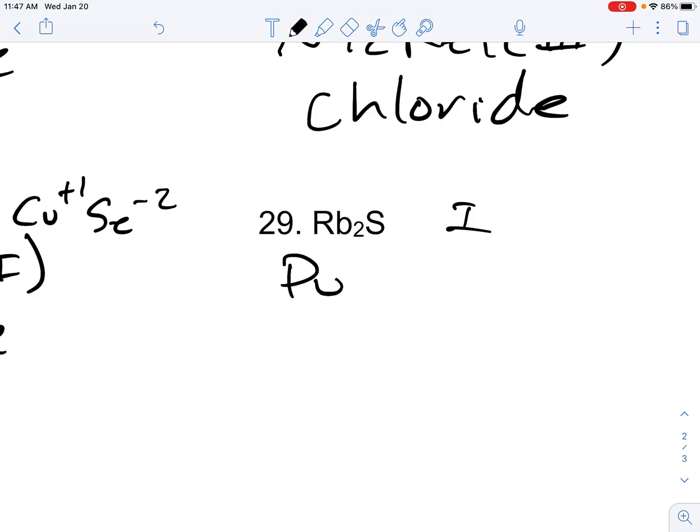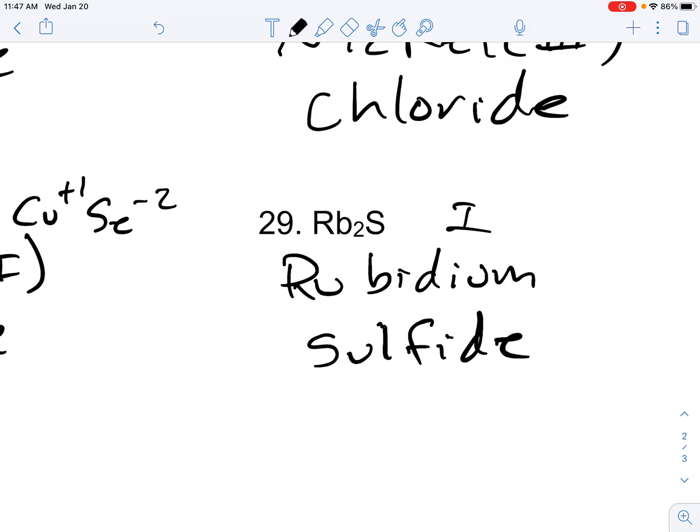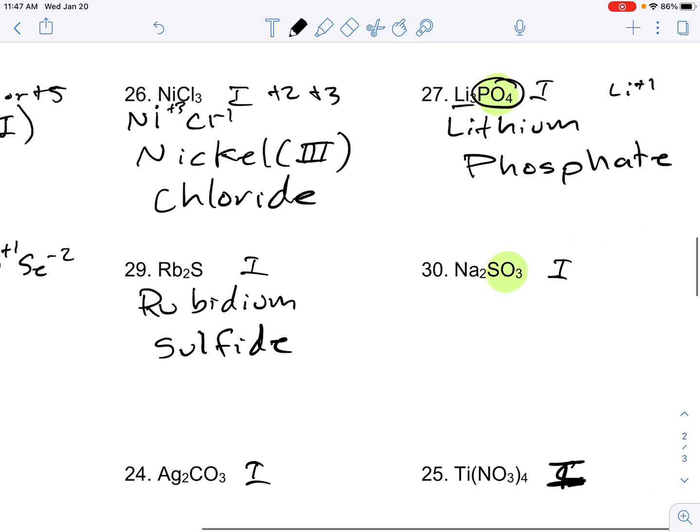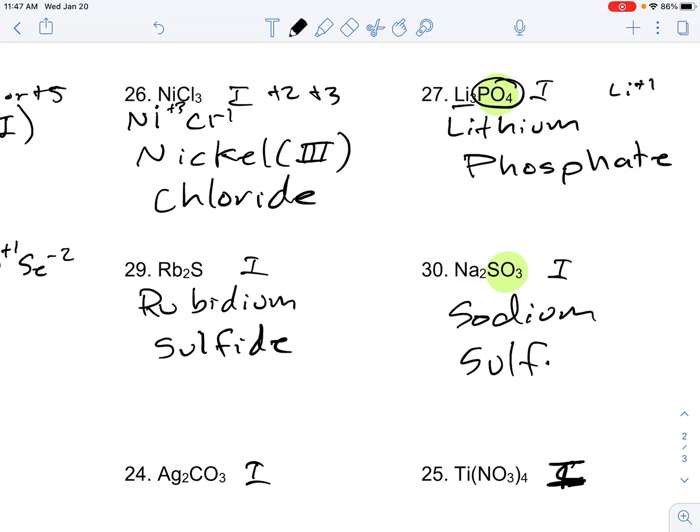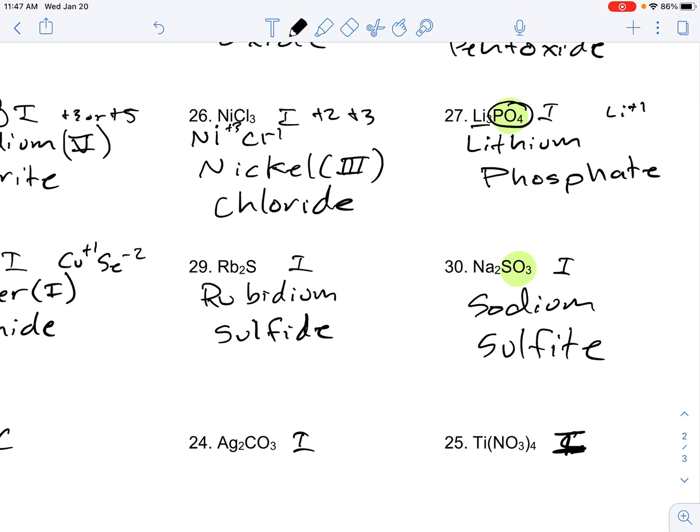Rb is rubidium. It only has one possible charge. S is sulfur with an -ide, which is sulfide, so I get rubidium sulfide. Okay. Na is sodium. SO3 is sulfite. Oops, that's an O. With an -ite ending.